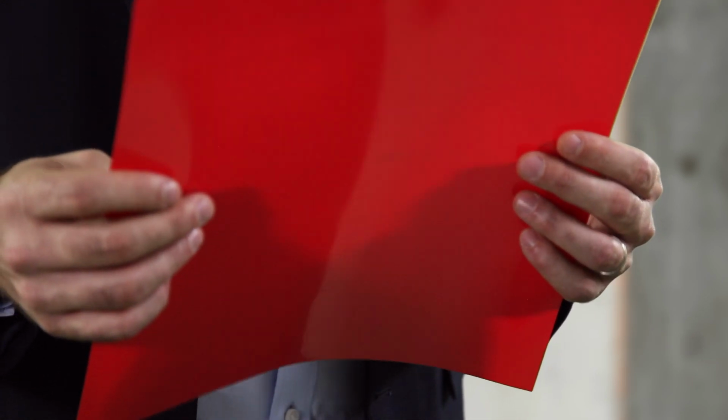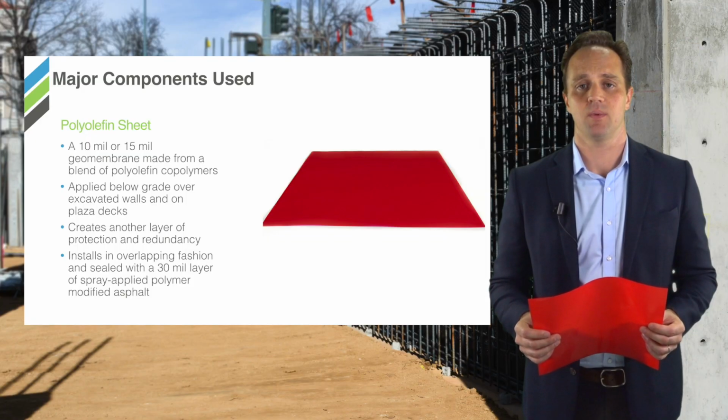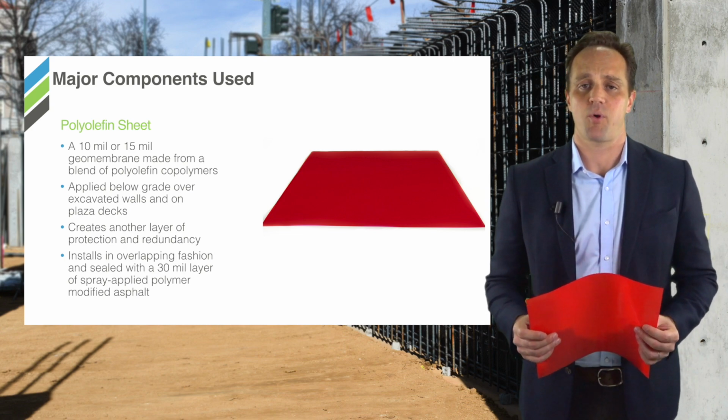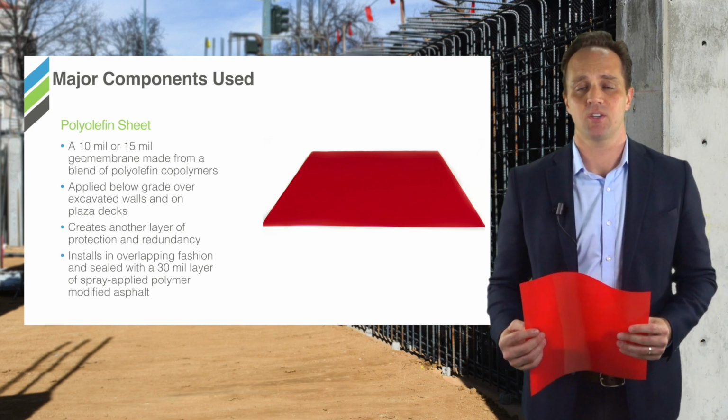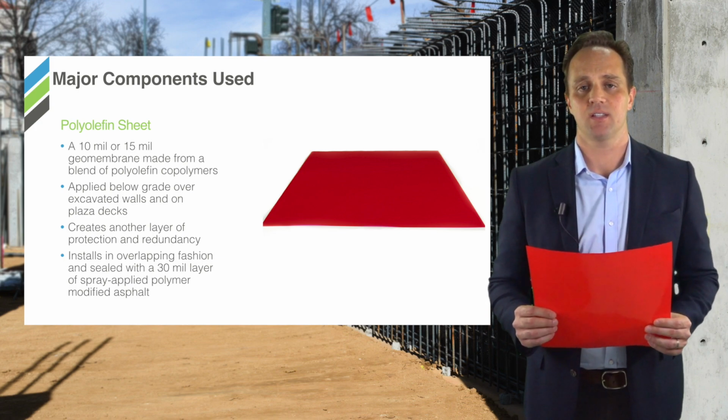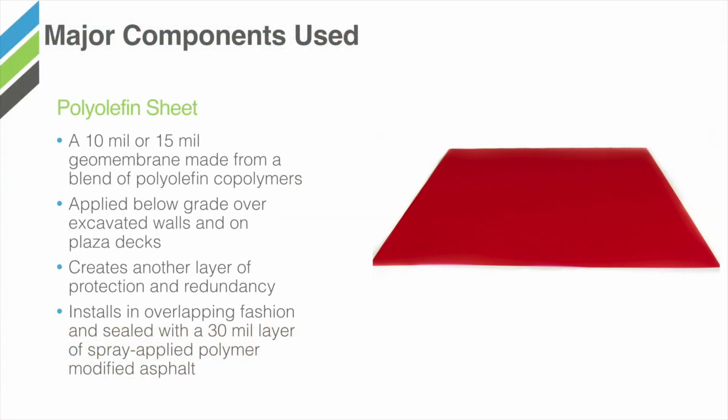The concept again behind a redundant field-installed composite system is that you can scale the system to meet the project needs. If the project does not require a bentonite application or a fully redundant system, this would be another way to add redundancy to the system without the added cost of adding bentonite.